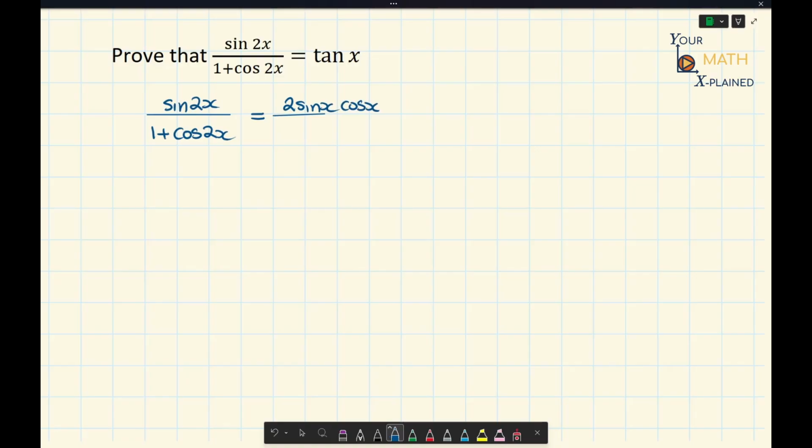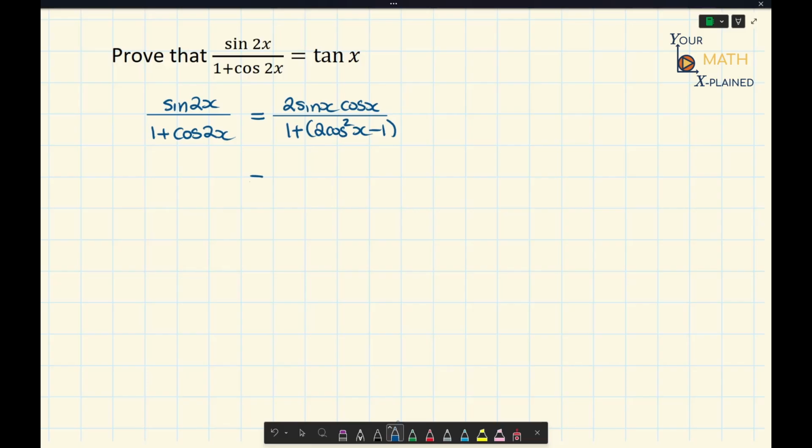And then in the denominator, we would have 1 plus, and cos 2x is the one that we have three different choices. But the fact that on the right-hand side, we just have tangent x tells us that we should pick something that can help us get rid of this 1 in the denominator right now. And the only one that can help us do that is the expression with a minus 1 in there. So that means we're going to pick 2 cos squared x minus 1.